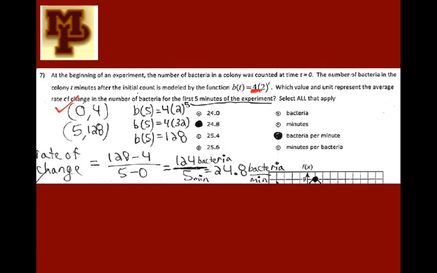After 5 minutes, if you put a 5 in there, then you can see 5 would give you 128. So what's the rate of change? That's subtracting the y's over the x's. So that's 128 minus the 4 over the x value, which is 5 minus 0, and that will give you approximately 24.8, and the units are bacteria per minute.